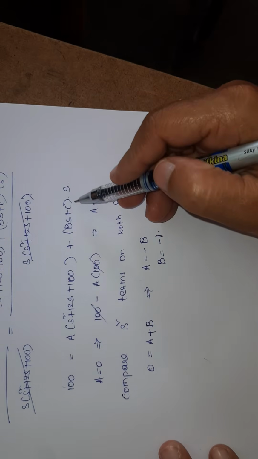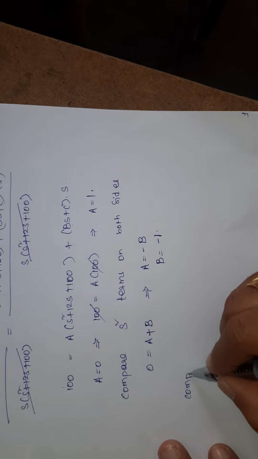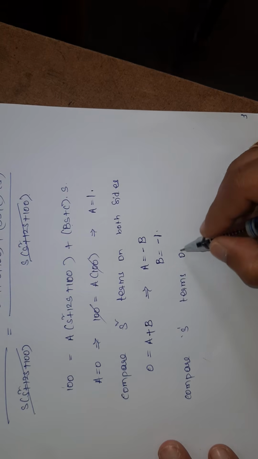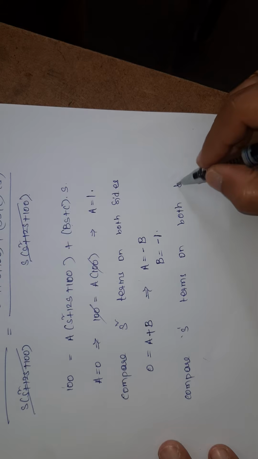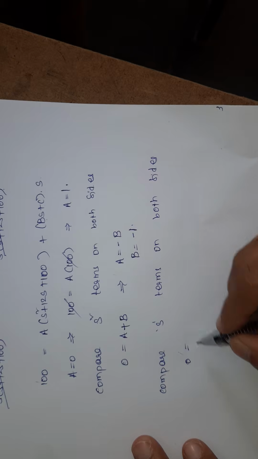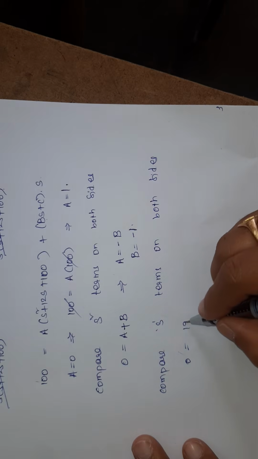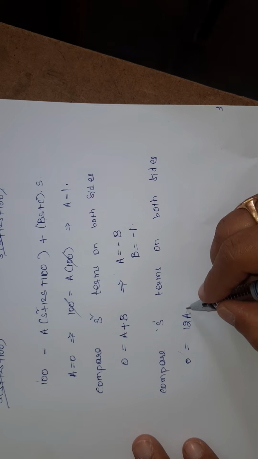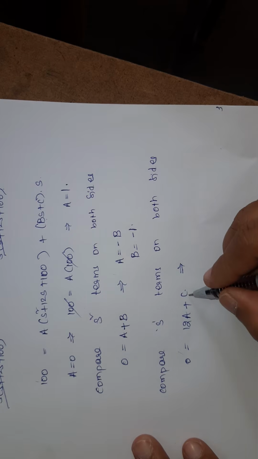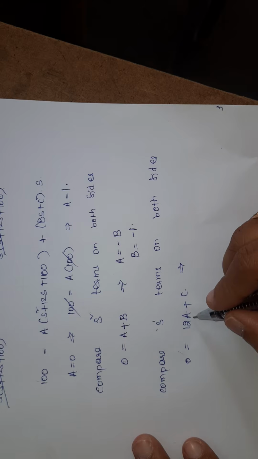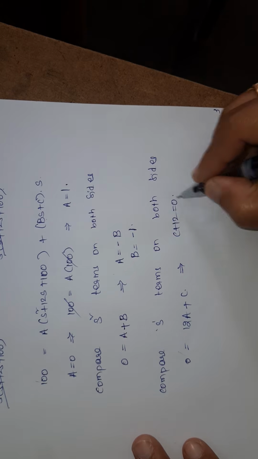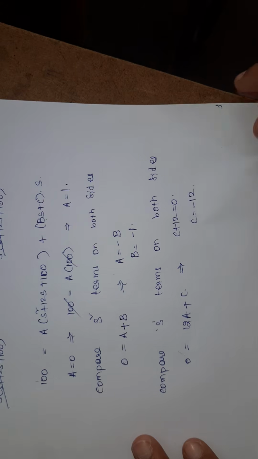Next, how to get the value of c? Now compare s terms on both sides. What is the s coefficient I am having? 0 on the left hand side, and on the right hand side 12a plus c. So what is the c value? We have to find out. What is the a value? 1. So c plus 12 equals 0, so I will get c is equal to minus 12.